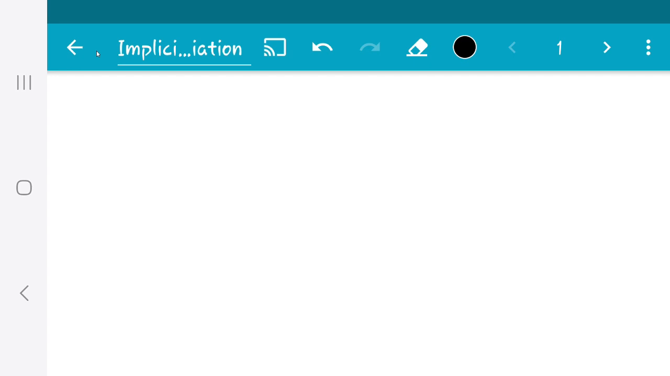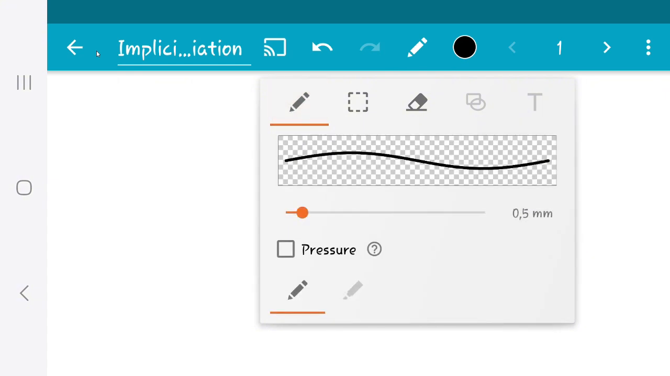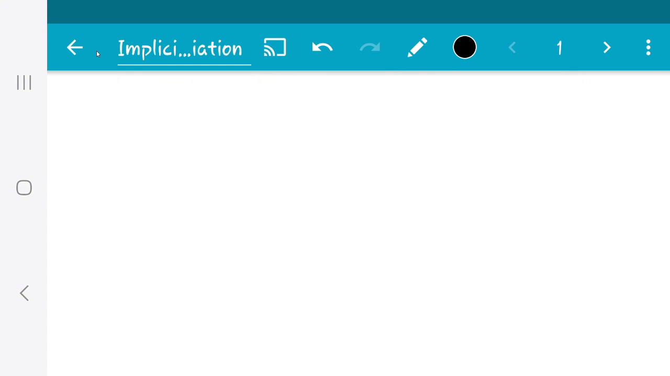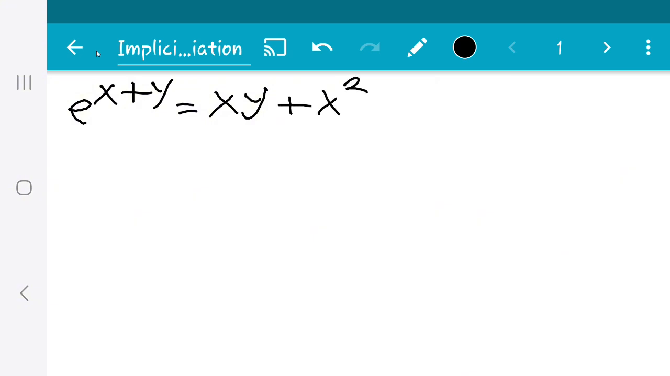Let's say we have e to the power x plus y, which is equal to x multiplied by y plus x squared. So how would we solve this equation implicitly?